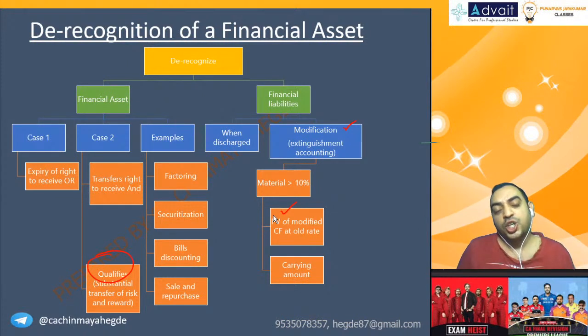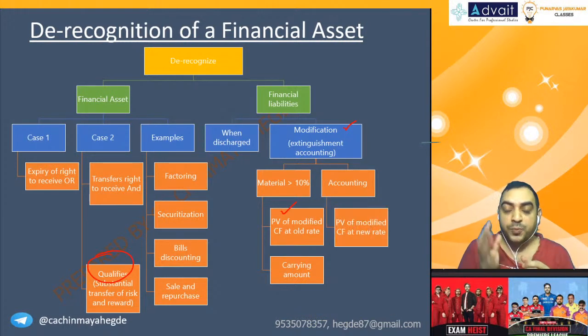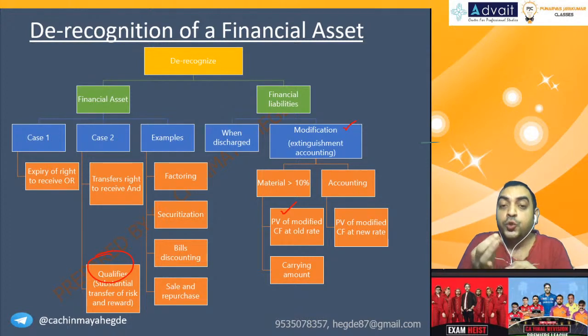Extinguishment accounting doesn't apply. Now, if materiality applies, what is that extinguishment accounting? Extinguishment accounting means the existing carrying amount is replaced by the new loan. If the modification is material, extinguishment accounting applies: the existing loan is repaid or replaced by a new loan.